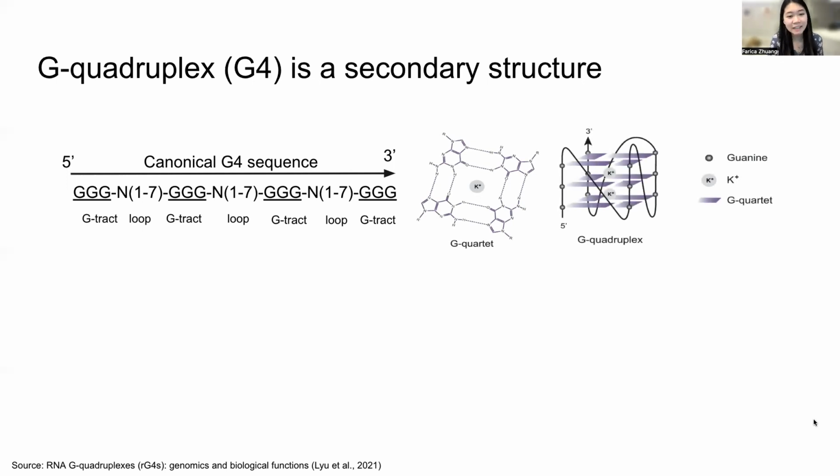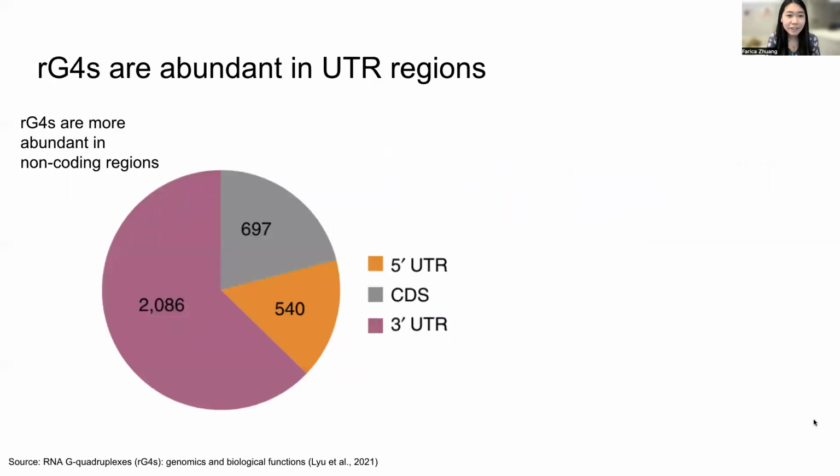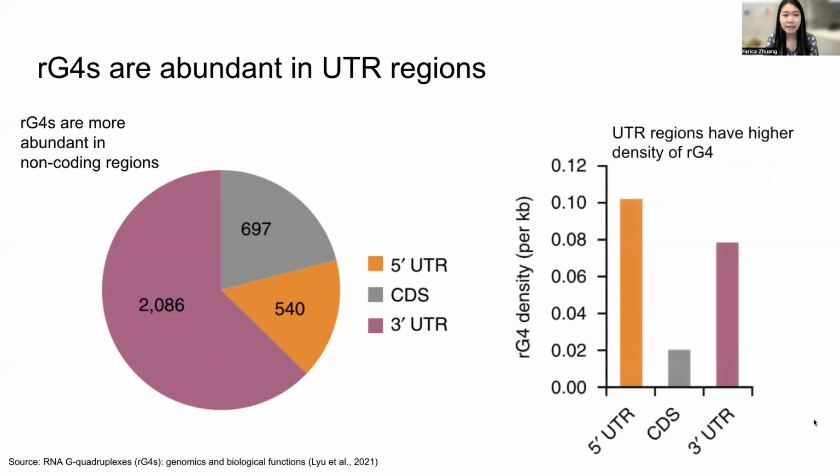For RG4s, besides the canonical G4, there are also non-canonical G4 structures, and within non-canonical structures, there are subcategories or subtypes of RG4s. RNA G4s that were experimentally detected have been found to be more abundant in the non-coding UTR regions compared to the coding regions. On top of that, within the UTR regions, a higher density of RG4s have been found in the 5' UTR than in 3' UTR. This indicates that most of the RG4s don't directly code for protein, but rather might have regulatory effects.